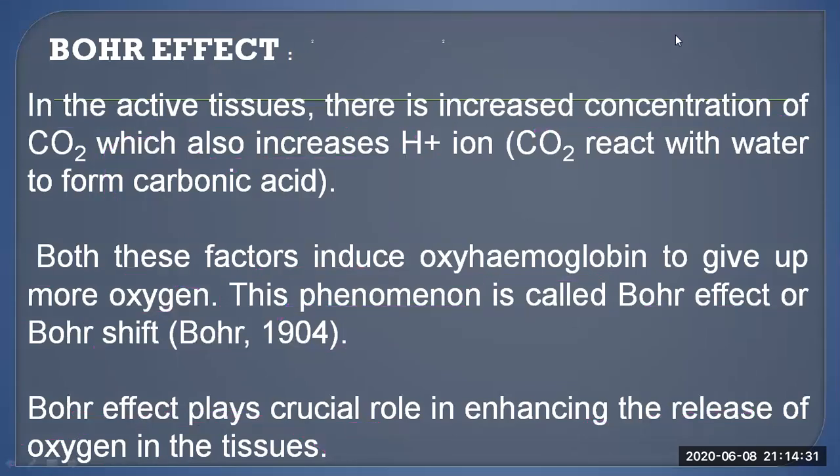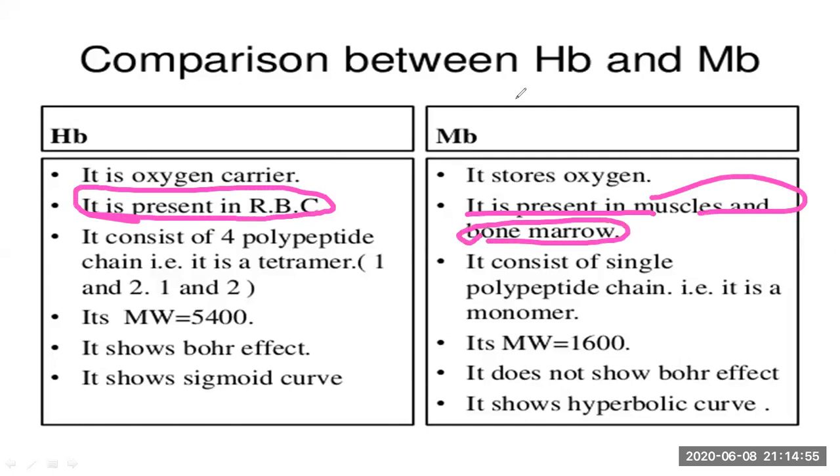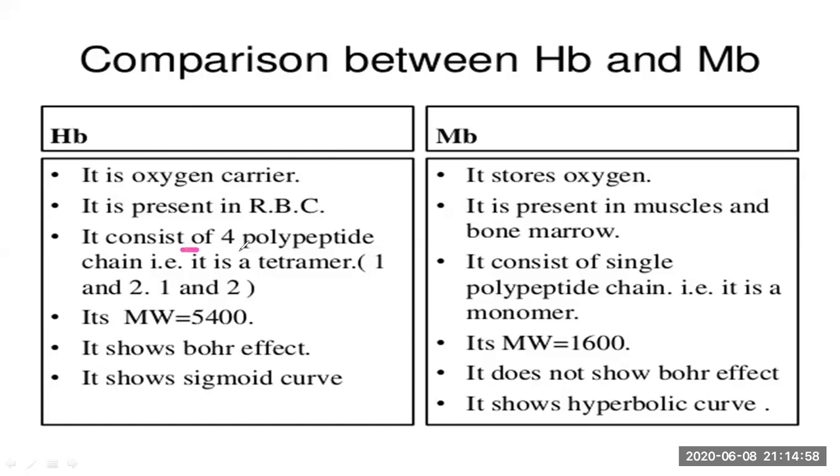Now we will see the difference between hemoglobin and myoglobin. This is very important, and you can easily understand. Hemoglobin is the oxygen carrier molecule, and myoglobin stores oxygen inside the muscles. Second, hemoglobin is present in the RBC, and myoglobin is present in the muscle cells and bone marrow. Another difference: hemoglobin consists of four polypeptides, a heterotetramer, 2 alpha and 2 beta. And myoglobin consists of a single polypeptide chain.